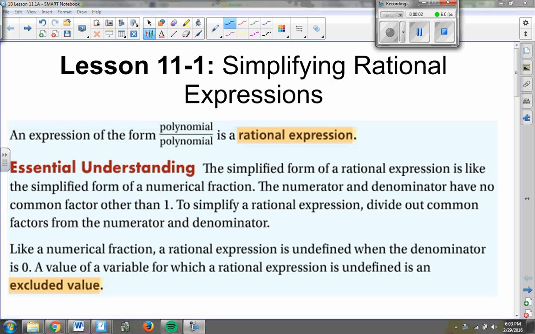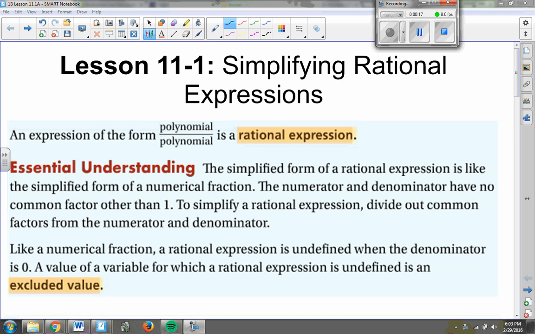All right, Algebra 1B students. Welcome to part 1 of lesson 11.1. We are starting chapter 11 today, and we are going to start looking at what are called rational expressions.